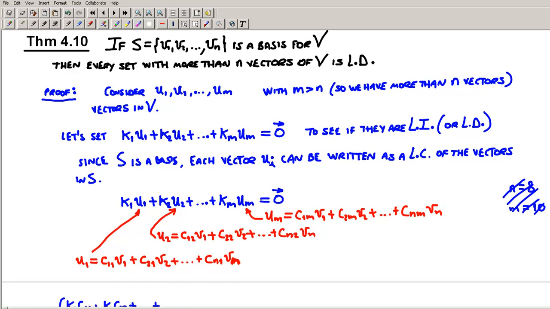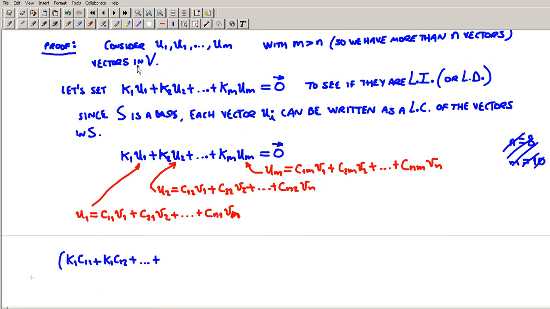We'll put all those together. So each expression, I take each expression here and I squeeze them in here, okay? Substitute u1 with this expression, and then substitute u2 with this expression, and so on.